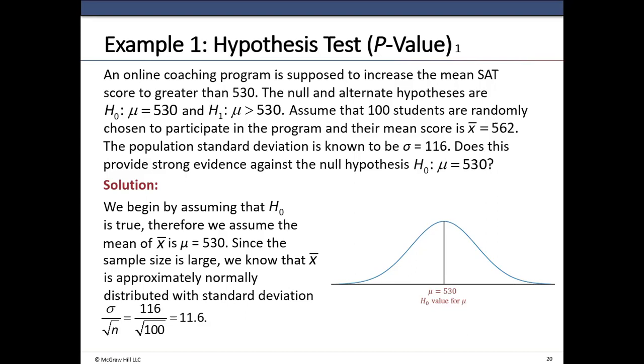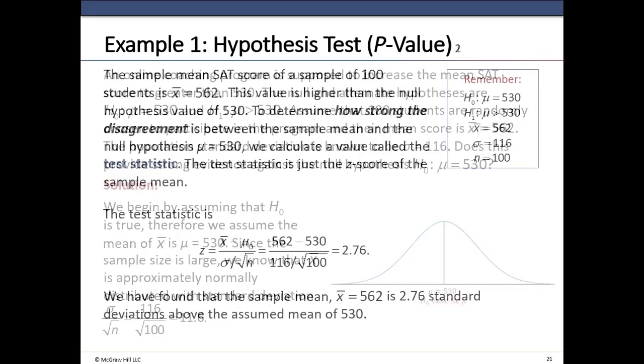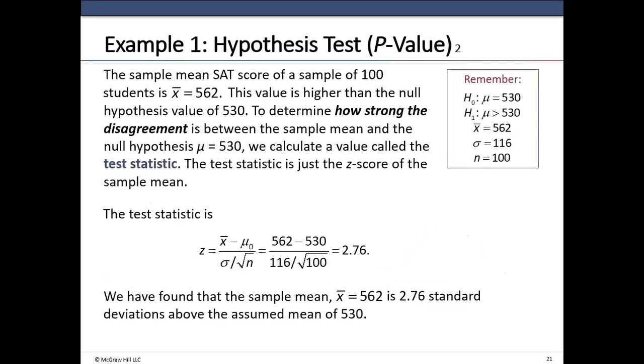So we take the difference between the sample mean, which is 562, and the hypothesized population mean, which is 530. 562 minus 530 is 32. Then we divide it by 11.6, which is the standard deviation of the sampling distribution, and we will get our test statistic. Basically, the test statistic tells us how far away the sample mean is from the hypothesized population mean in terms of the standard deviation of the sampling distribution. So this is a calculation.